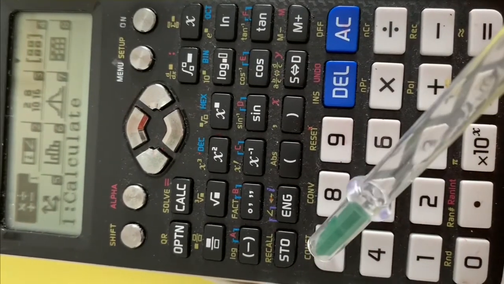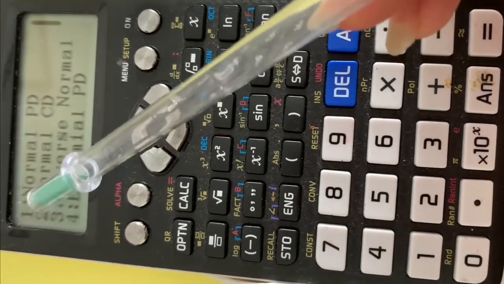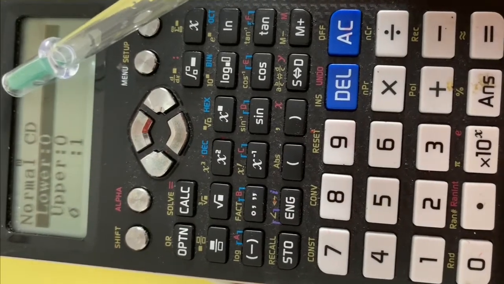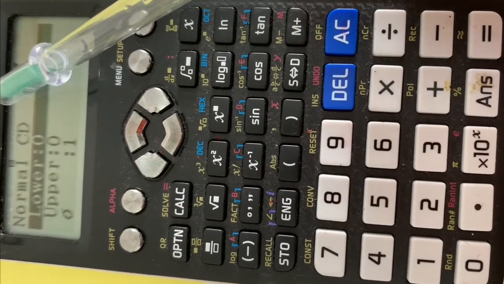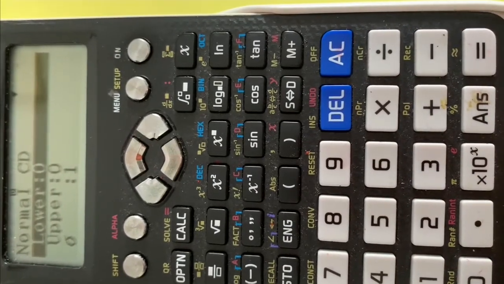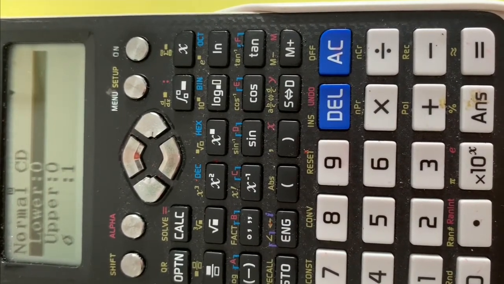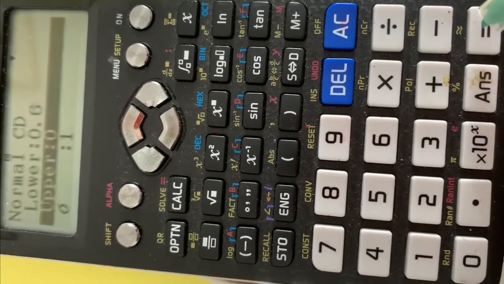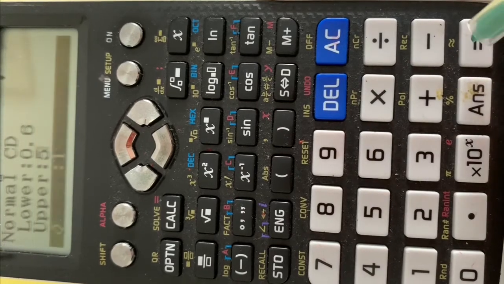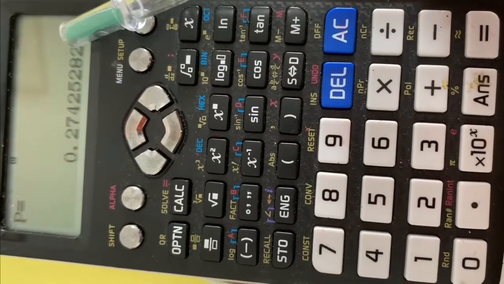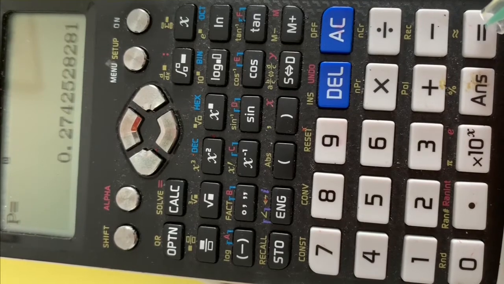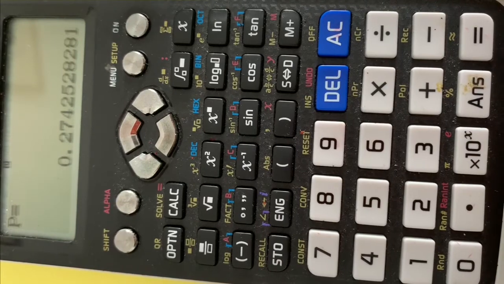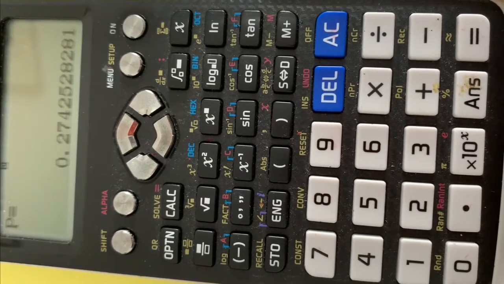Okay, again, now go to bell shape, go to number 2, normal CD. Now let's see what are the lower and upper values that you need to key in. So we will key in the lower first, followed by upper. The lower is 0.6, and the upper we key in 5 because it's greater than 0.6. So that means 0.6 is the lower, and then 5 is the biggest number that we choose.